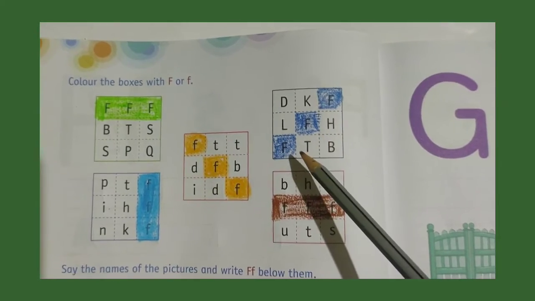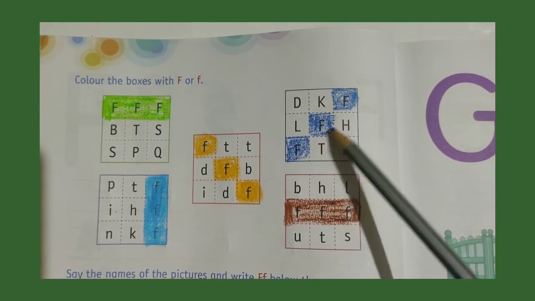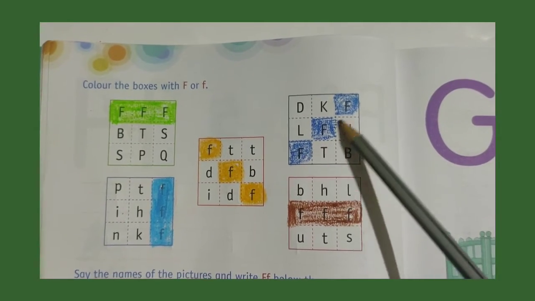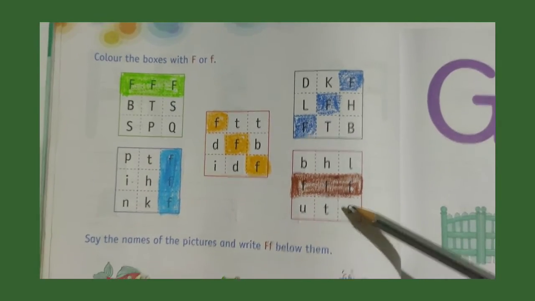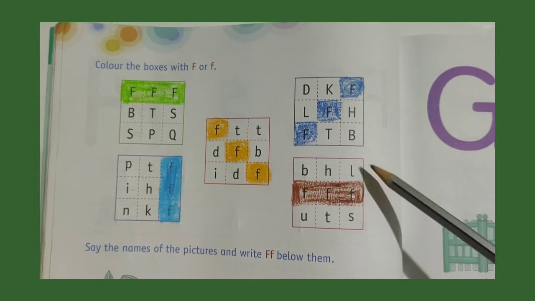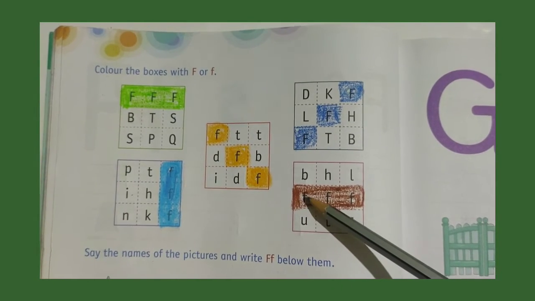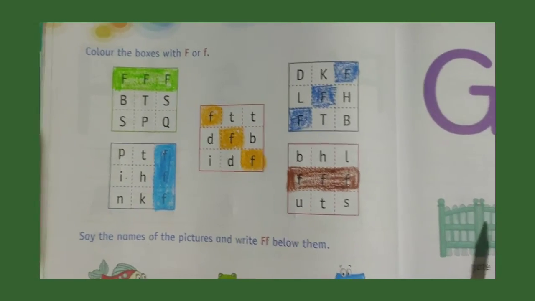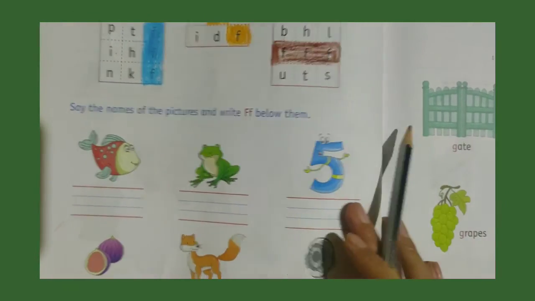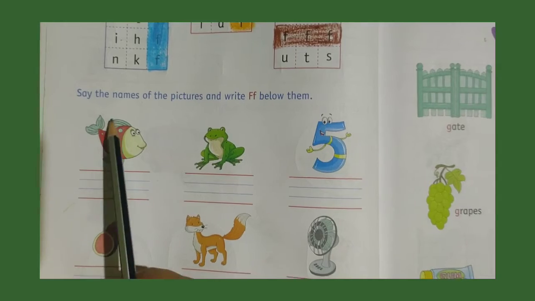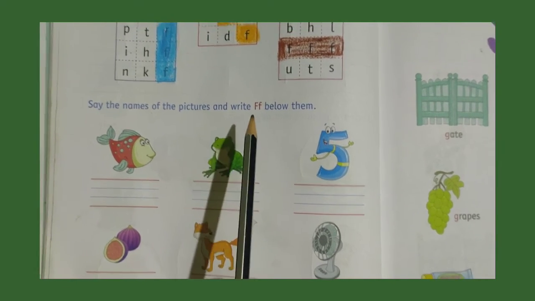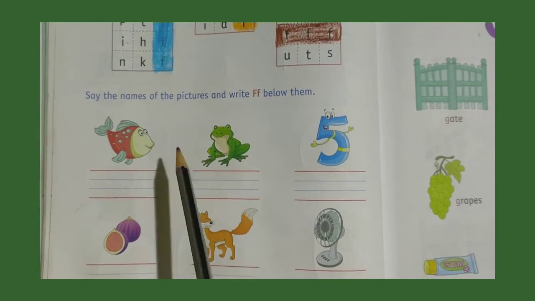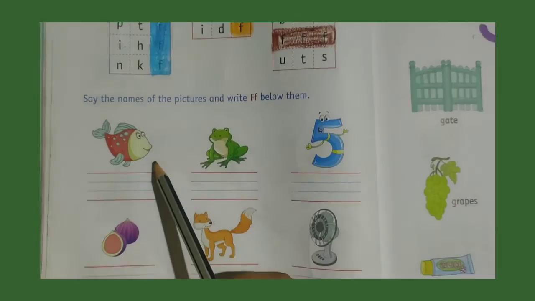Again here you can see capital F is there. So you have to color the boxes with capital F. Here you can see small letters are there. Now you have to color the boxes with small f. Okay. After this one, next question, say the names of the picture and write capital F and small f below them. Now we have to say the names of the picture.